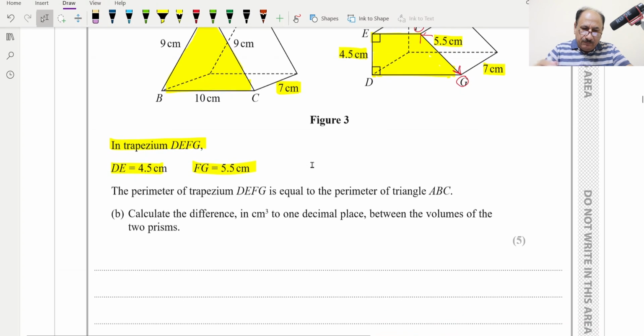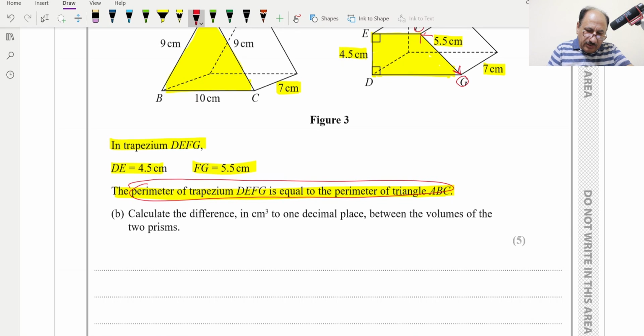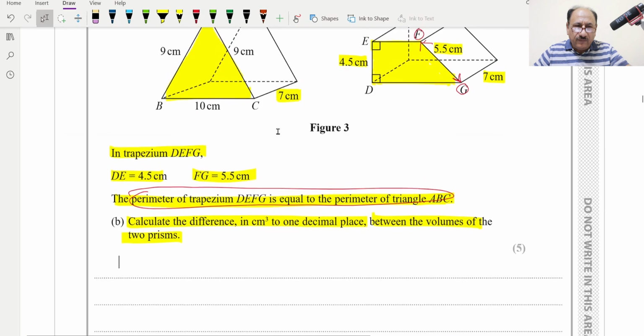Now they are saying the perimeter of the trapezium DEFG is equal to the perimeter of the triangle. So this is the important condition which we will be applying to find our values. And then they are saying calculate the difference in centimeter cube to one decimal place between the volumes of the two prisms. So we will be calculating area of triangle.